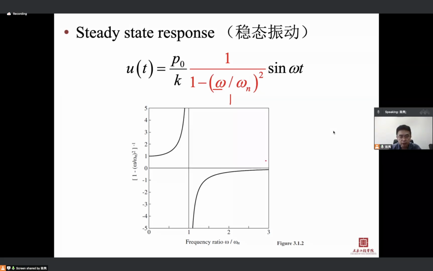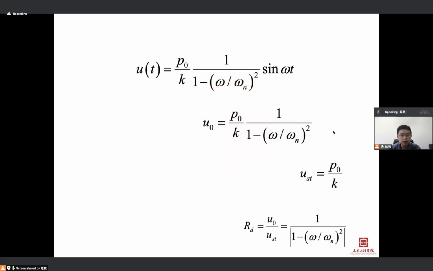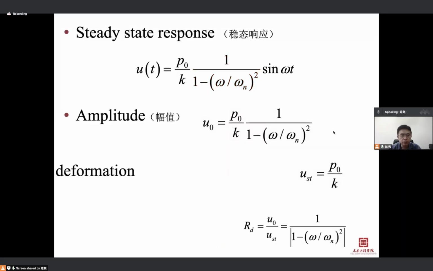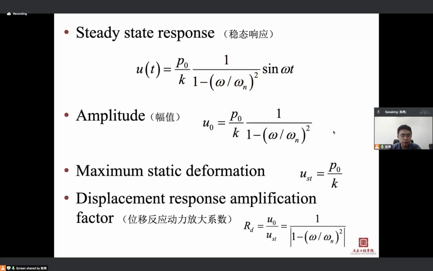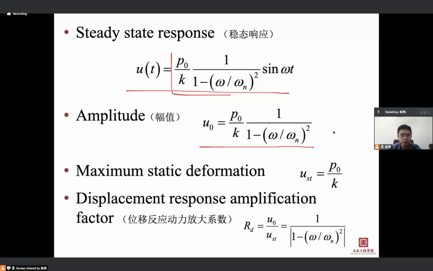And you can see this part is interesting. We'll discuss later. So here we introduce a so-called dynamic displacement response amplification factor. You see, this is the steady state response of the system due to a harmonic loading, and this is its amplitude. This is amplitude because this is sine omega t. This is the amplitude of the steady state response, not the loading.